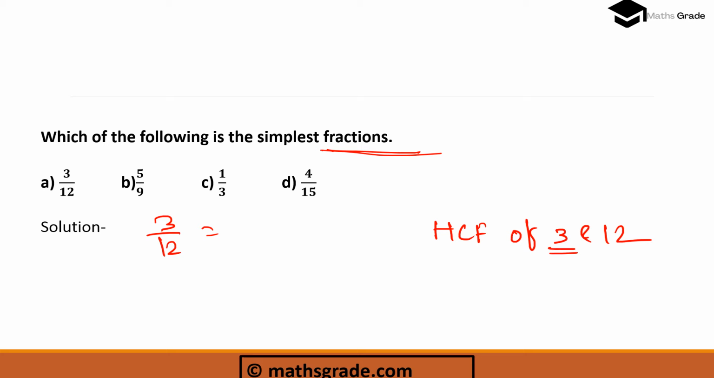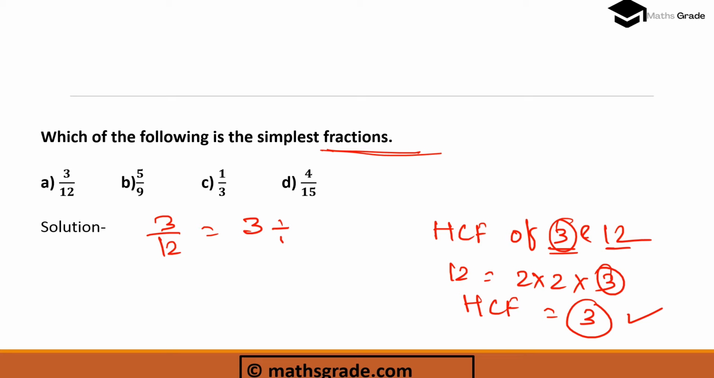Here the prime factorization of 3 is 3, and of 12 is 2 multiplied by 2 multiplied by 3. Both 3 and 12 have the common factor 3 only. There is no common factor 2 in 3. So the common factor is 3, that is the highest common factor. Highest common factor is 3.